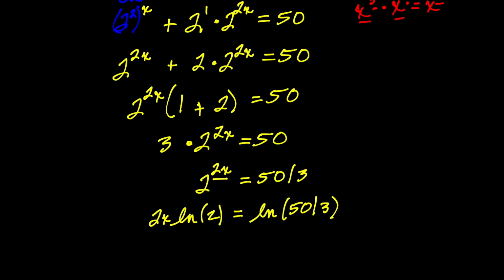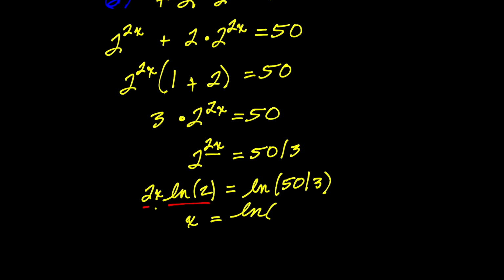And then to solve for x, I'm going to have to divide by 2 and natural log of 2. So x equals the natural log of 50 divided by 3, all over 2 times the natural log of 2. So that's your exact answer.